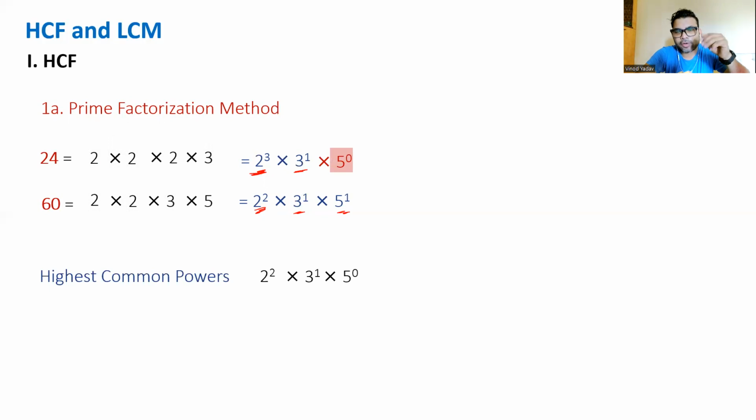Yes. Or you can say 5 to the power 0. So the HCF is 12. This is how we find HCF using prime factorization. We look for highest common powers. All right.